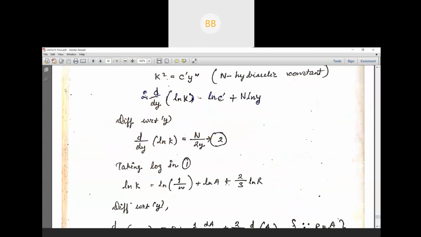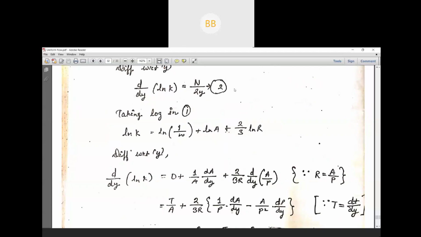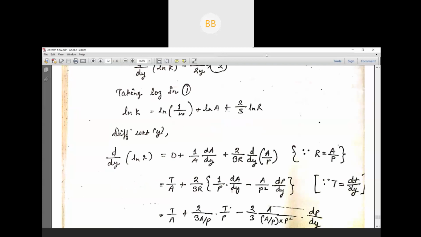Okay, then we proceed. We got equation number 2. Now we have to consider equation number 1. Our equation number 1 is nothing but k is equal to a r to the power 2 by 3 divided by n. Similarly, we have to take log, and then differentiate with respect to y. So first we have to take log.